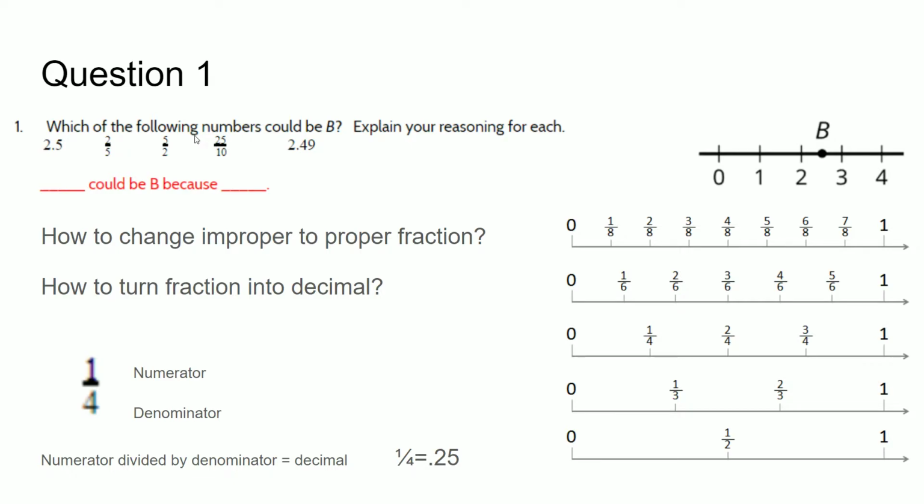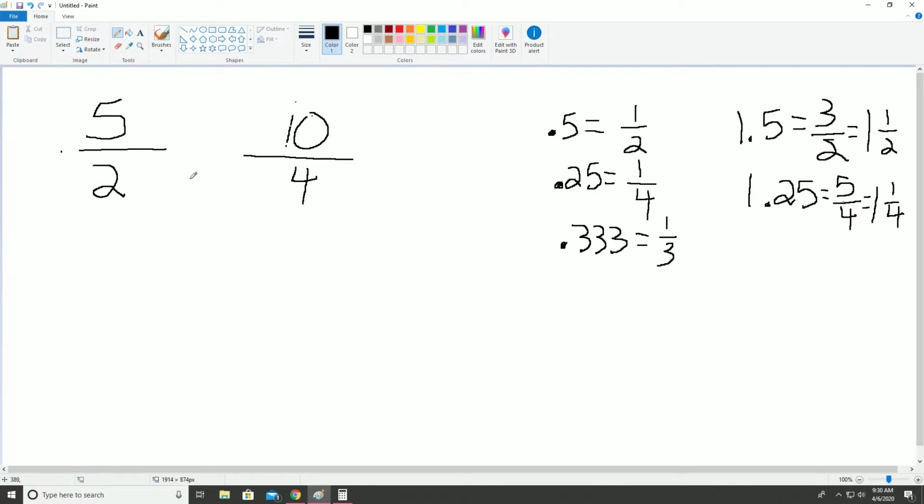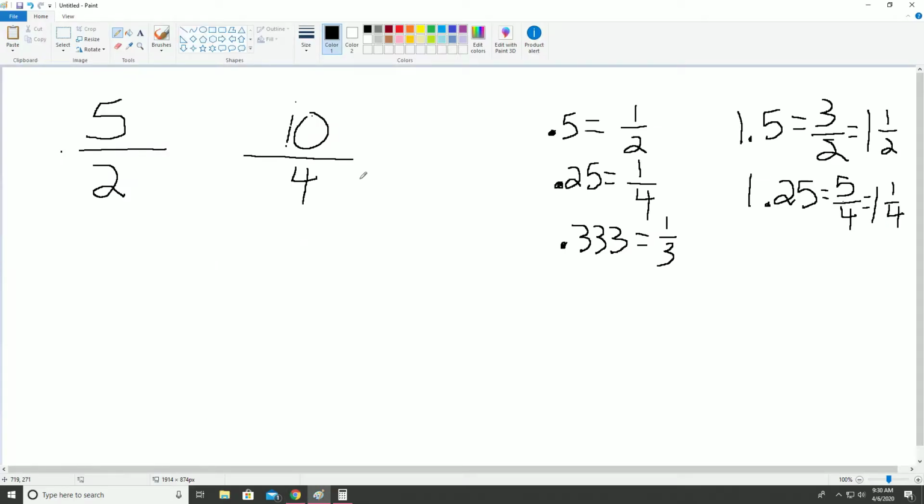Okay, so 5 halves and 25 tenths are going to be your two improper fractions. So I want to talk to you about how we can turn improper fractions into proper fractions. I'm going to do this one, and then I'm also going to do a couple more just to show you how to do these. So we have 5 halves and we have 10 fourths. This is the one that you have on your assignment, which is right there. I'm going to let you do this one on your own, and then we're going to do 10 fourths. Here's how you do it.